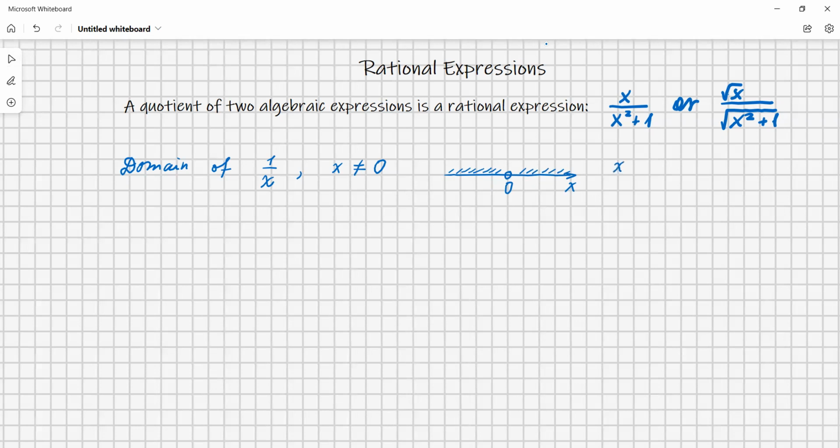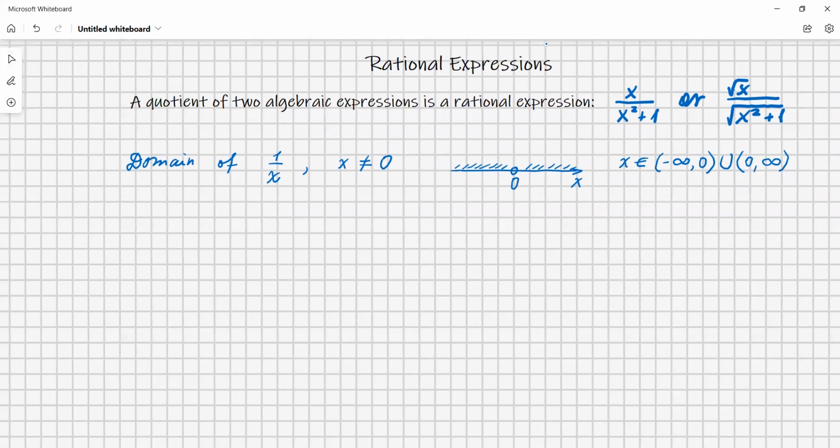In interval notation, it's going to look like this. X belongs to the interval from negative infinity to 0, 0 not included, unified with the interval from 0 to positive infinity. So that's a domain. Let's consider another example. Example 2. And we are going to have square root of x divided over x minus 1.